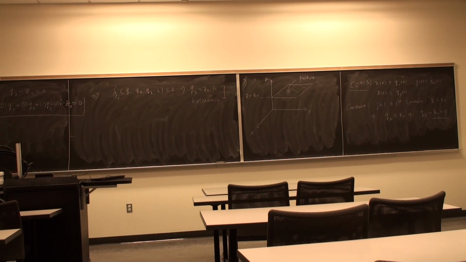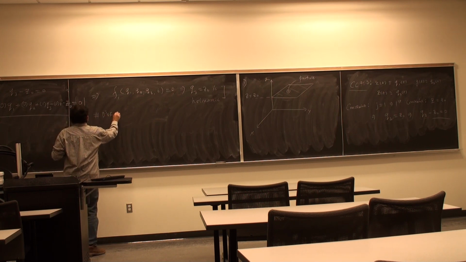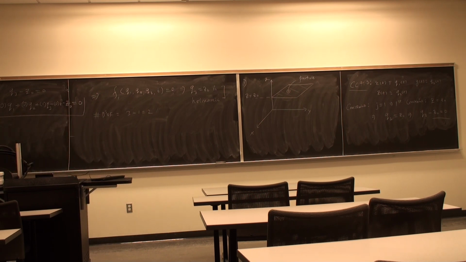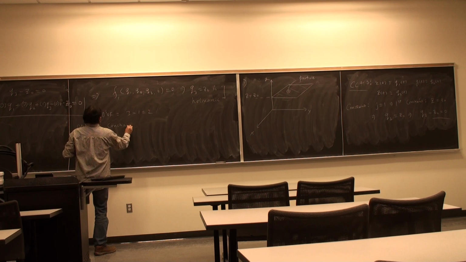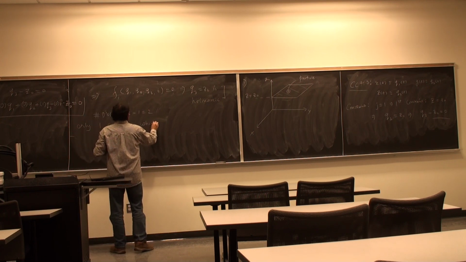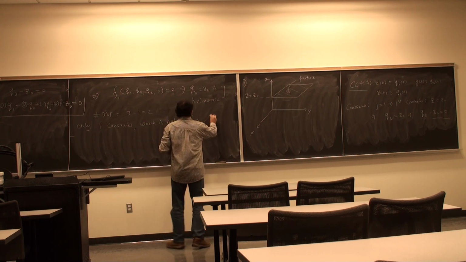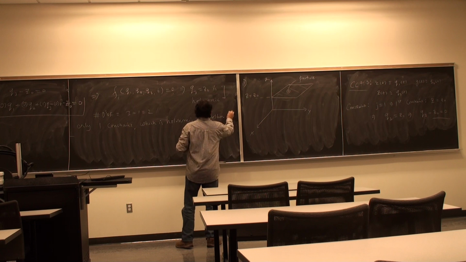If the system is holonomic, I can come up with, first of all, the number of degrees of freedom, which is 3 minus 1, right? I have 3 configuration coordinates, I have 1 constraint, so 3 minus 1 is 2. I have 2 degrees of freedom, and because there is one constraint which is holonomic and this is the only constraint, the system is holonomic.